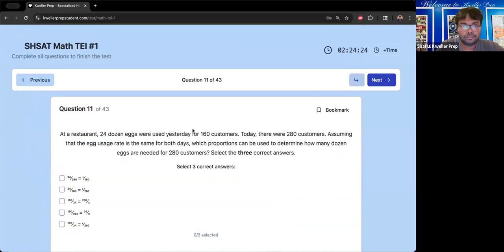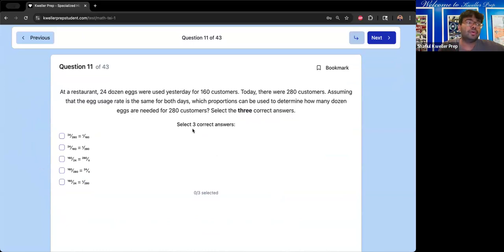At a restaurant, 12 dozen eggs were used yesterday for 160 customers, today 280 customers. The egg usage rate is the same for both days. What proportion can be used to determine how many eggs are needed for 280 customers? Easy. 24 dozen eggs are used for 160 customers. Today, there's 280 customers. How many eggs do we need?